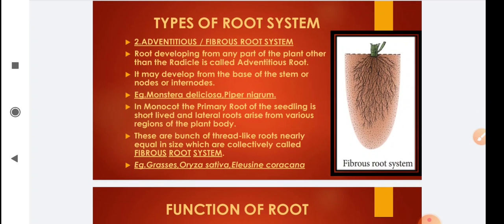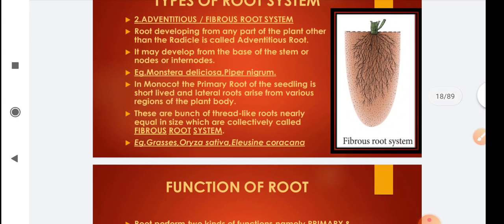In monocots, the primary root of the seedling is short-lived and the lateral roots arise from various regions of the plant body.